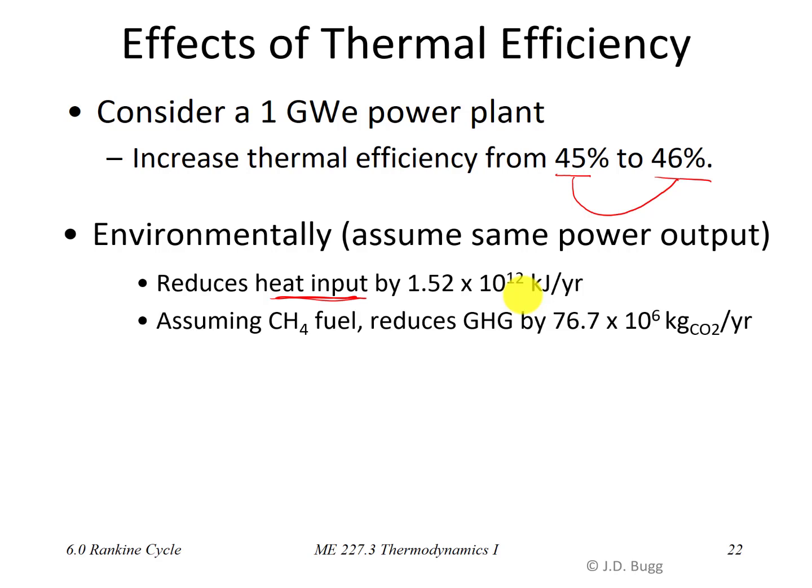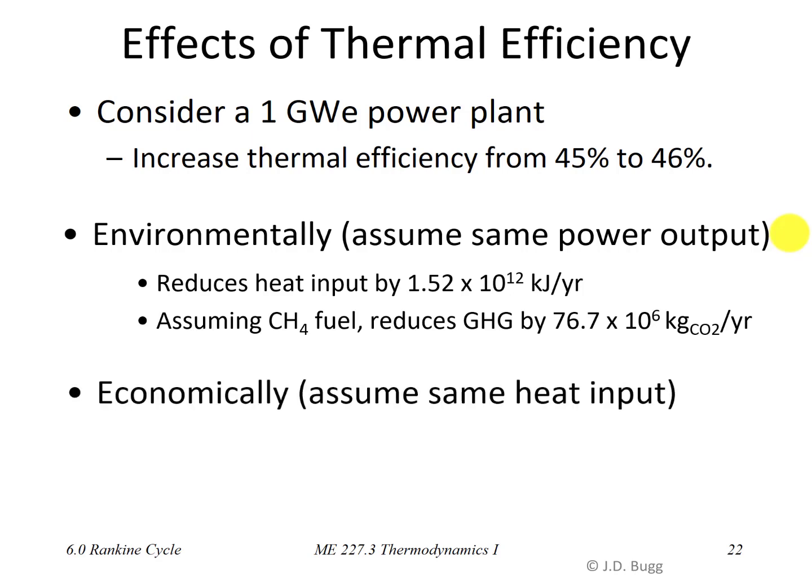Now if we assume that this thermal power plant is fueled by methane, which is fairly typical these days, then the greenhouse gases attached to that is about 77 million kilograms of CO2 per year. So a very, very small change in thermal efficiency, a very significant reduction in the greenhouse gas emissions. So 77 million kilograms of CO2 less emitted into the atmosphere with that increase in efficiency. So this is why large thermal power plants are doing everything they can to increase that efficiency. Small efficiency gains make a very big difference to the greenhouse gas emissions that they're producing.